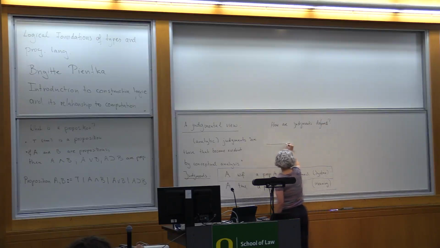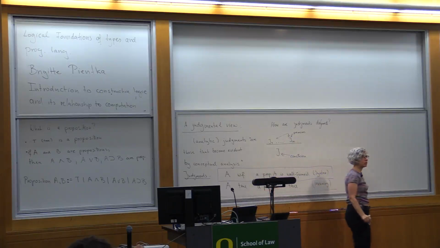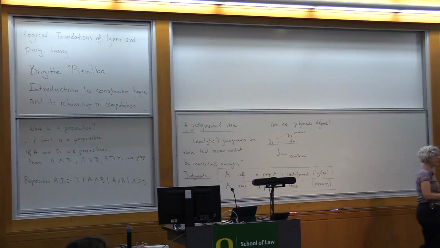So the typical format of an inference rule is you have one judgment as the conclusion and you have multiple judgments as premises. So these are the premises, and then the conclusion. So don't worry if this feels a bit slow for some of you, because we're going to get to more interesting stuff. But at this point, we just need to have a common basis.